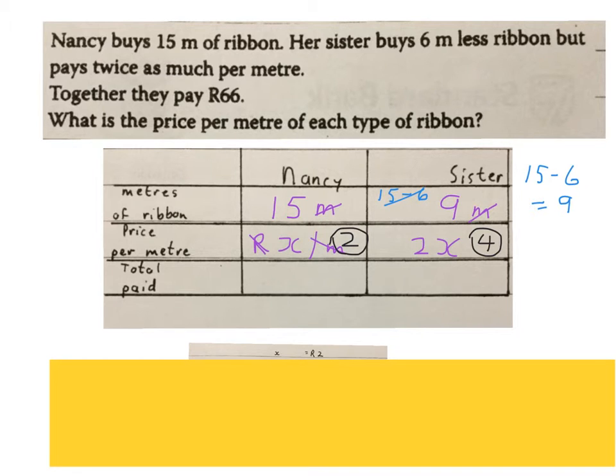So then I know that Nancy's price that she paid was 2 rand, and her sister paid twice as much, which is maybe 2 times the 2 rand, which is 4 rand. And then I can look what they want. They said here, what is the price per meter for each type of ribbon? Now we can set out our answer.